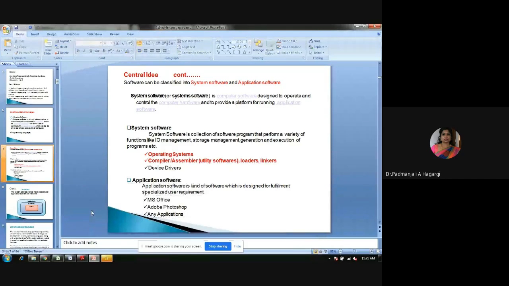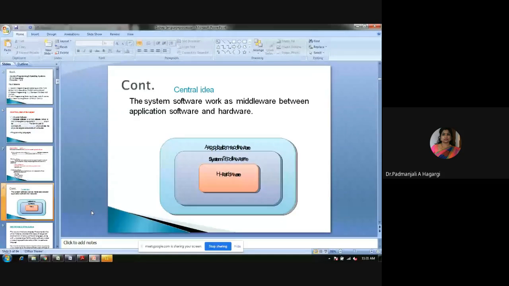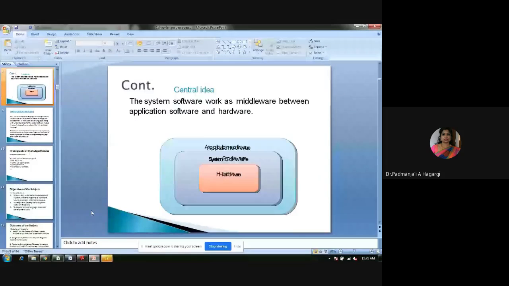Once again, briefly, about the previous class: system software works as the middleware between the application and the hardware. A computer box alone is not enough. For that, an operating system is required, and on top of that, we require application software, in which the user needs are loaded. The operating system is the central heart of any machine.